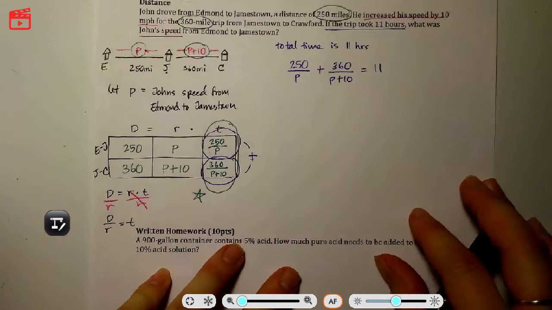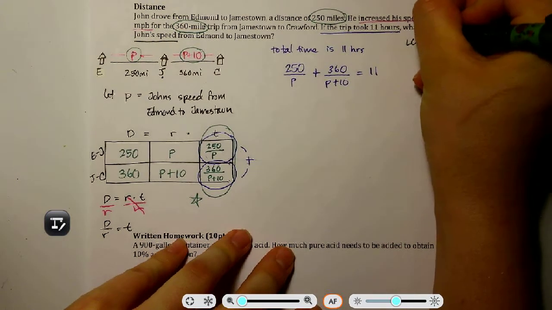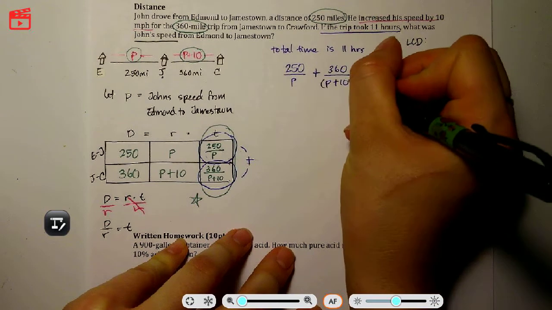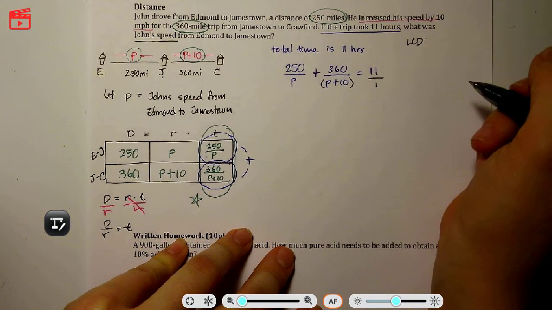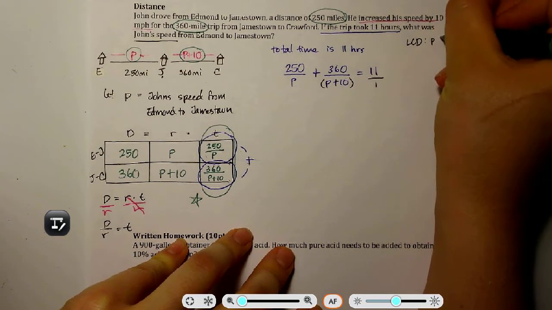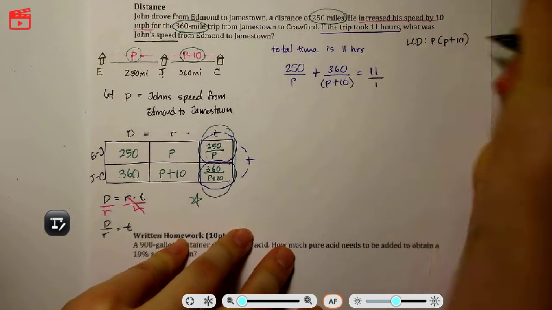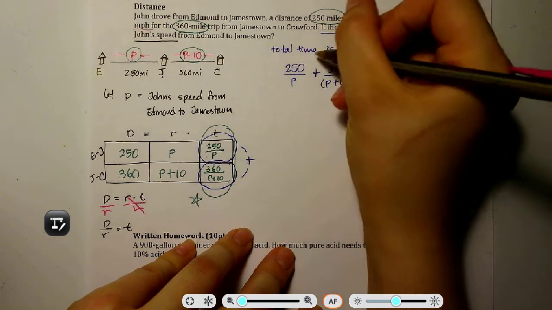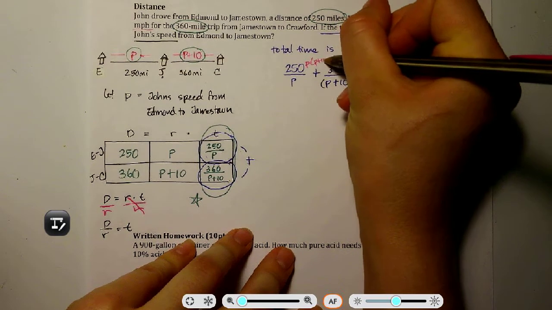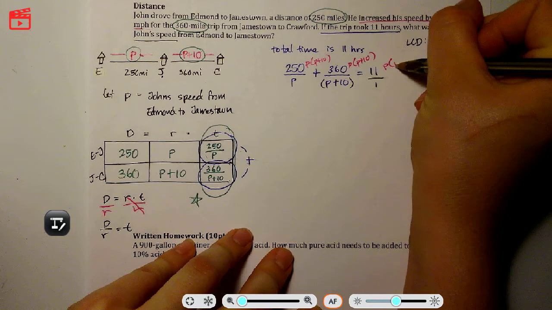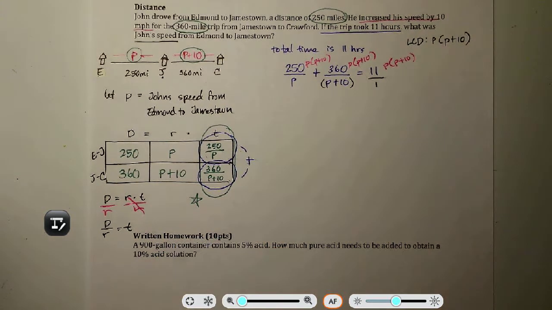So, my lowest common denominator is going to be, well, we have this binomial here and a monomial there, and a 1. So, it's going to be, if you remember, P times P plus 10. Okay, and then multiplying everyone by that value. So P times P plus 10, P times P plus 10. Remember, I'm doing this because I want to get rid of the fractions in the equation. It's easier to work if we can get rid of the fractions.